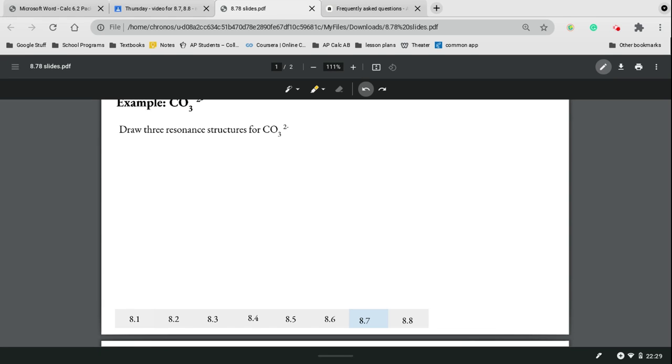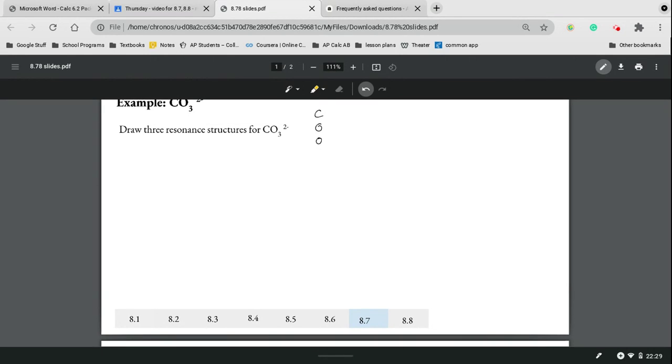So, with certain molecules, it seems like there are multiple Lewis structures that could be the right answer with the rules that we have. Just the case with CO3 2 minus. So, let's see all the different ways we can draw it.